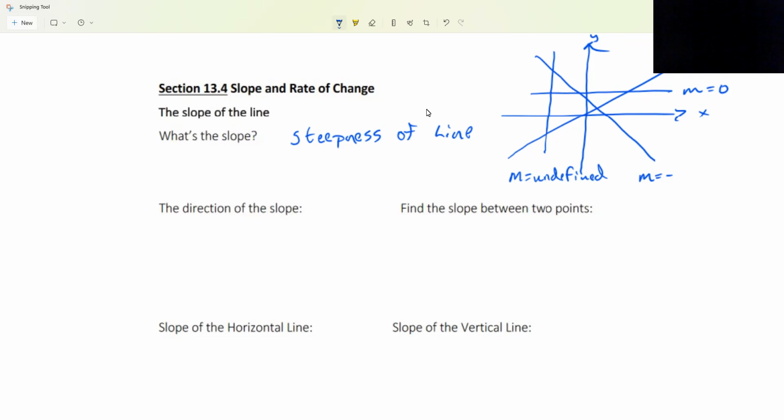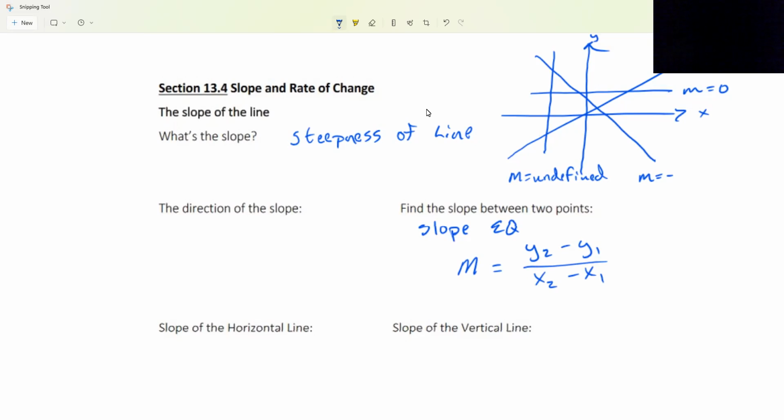Now, the steepness is going to change a lot depending on the line. So when you're talking about finding the slope between 2 points, what you want to do is use something called the slope equation. The slope equation is M is equal to y2 minus y1 over x2 minus x1.